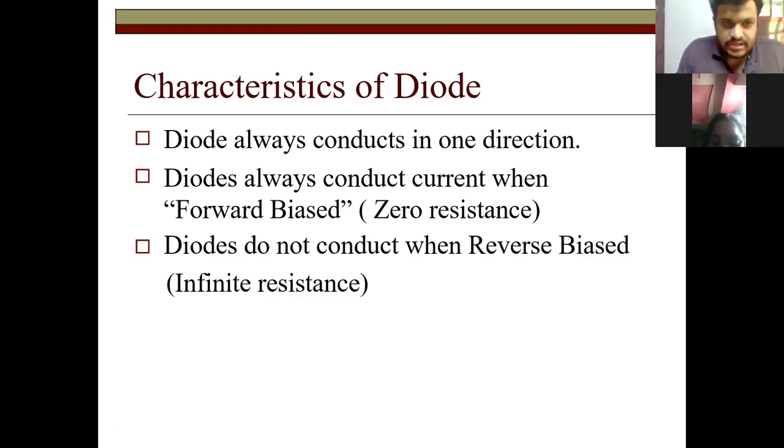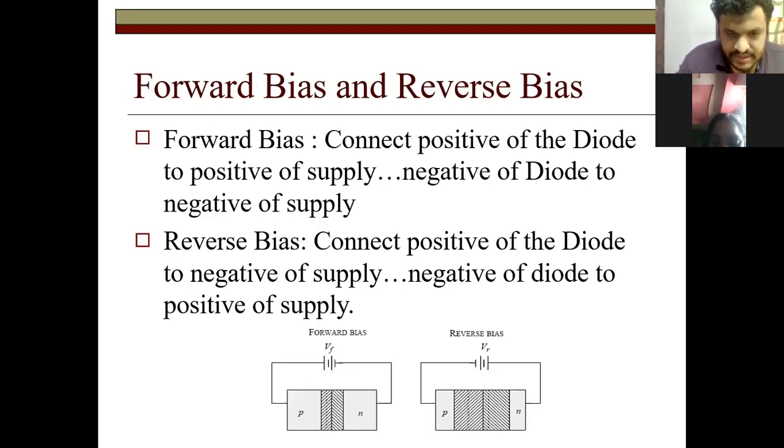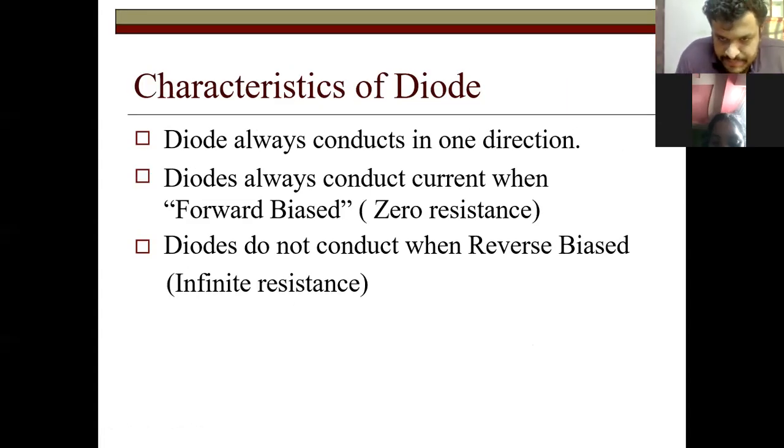Sir, I have one doubt. Yes, ask. Sir, you told forward bias and reverse bias, but what is bias? Biasing means just connecting. Forward bias means connecting the positive of the battery to the P side of the diode and the negative of the battery to the N side of the diode. That connection is known as bias. If you connect like this, it is forward bias. If you connect like that, it is reverse bias. That's all.